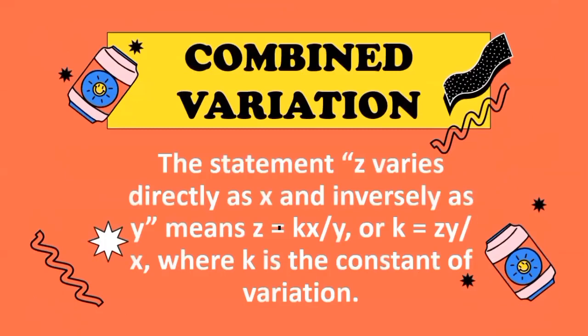The statement z varies directly as x and inversely as y means z equals kx over y, where k is the constant of variation. So, to further understand the problem, it says here, varies directly as x, so this is direct. When it is over y, it involves inverse variation. Okay?